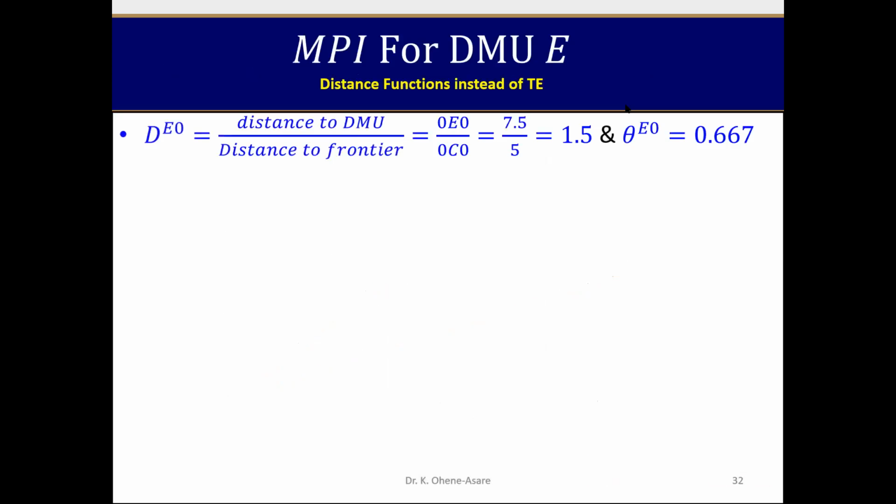This is what you guys just said. 7.5 over 5, and that will give you 1.5. If it was technical efficiency, it would have been 0.667. That is just for you to know. Until you get that clear in your mind, you are going to just focus on one. And when you see a paper that is using the distance function, you might be confused. That is why I also want you to understand the distance function approach.